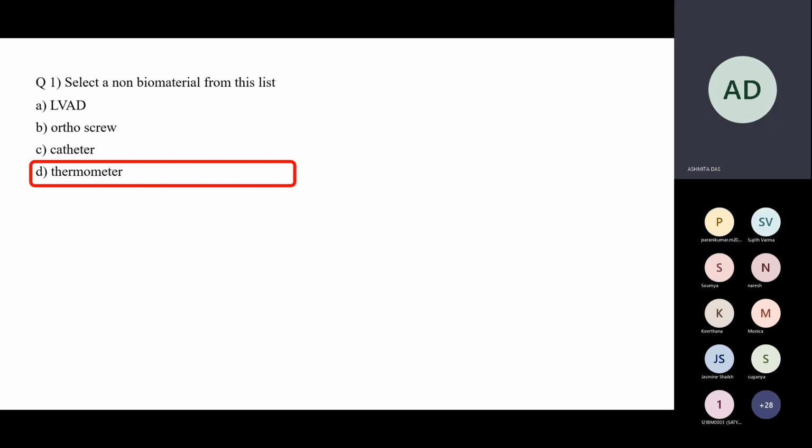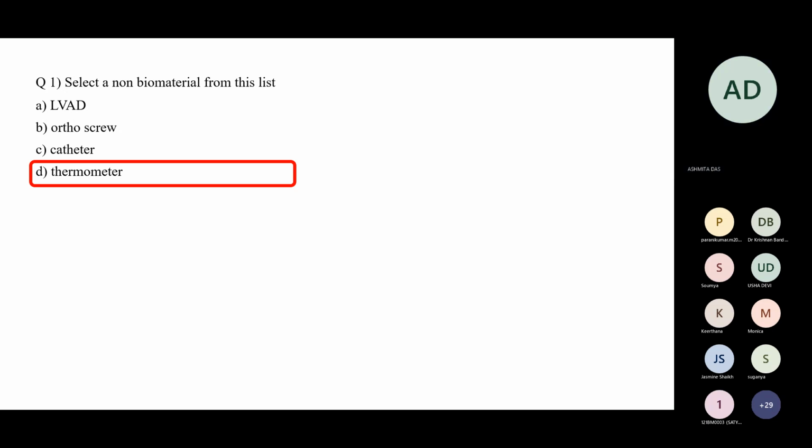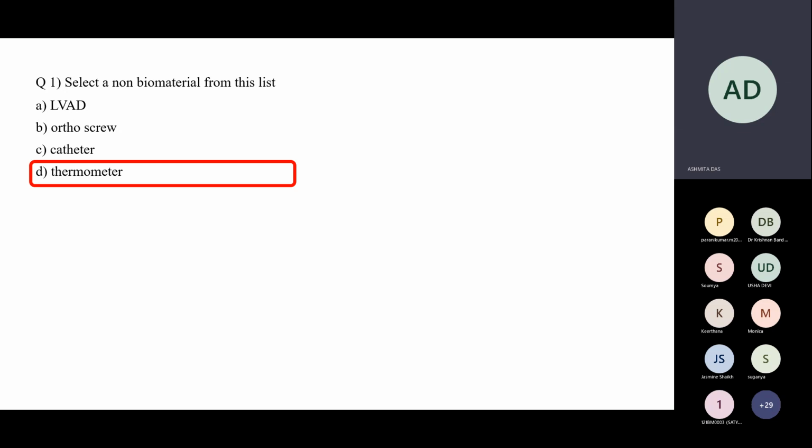Okay. So as per the definition, which is already studied in the course, a biomaterial is any substance, natural or synthetic, used as a complete or a part of the human body system in order to treat, diagnose, or replace any tissue, organ, or function of the body.